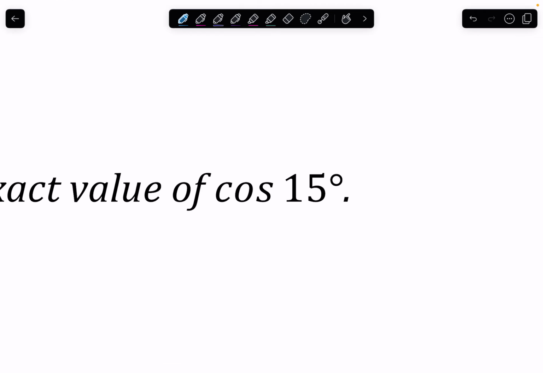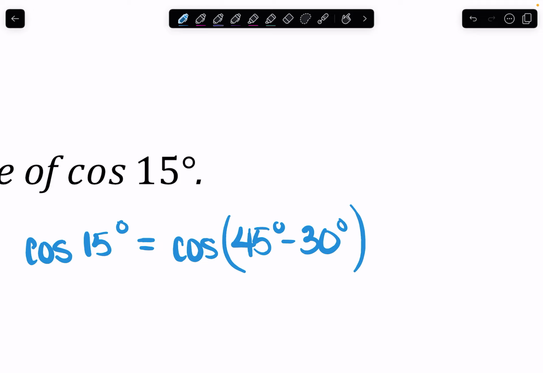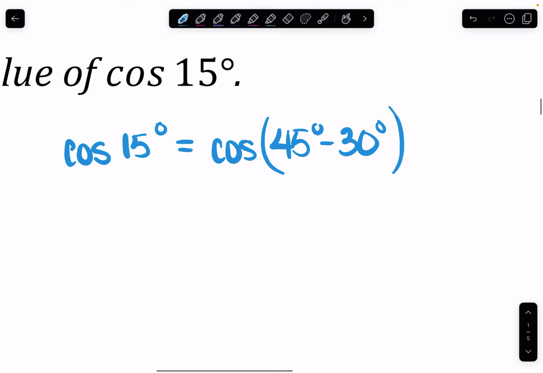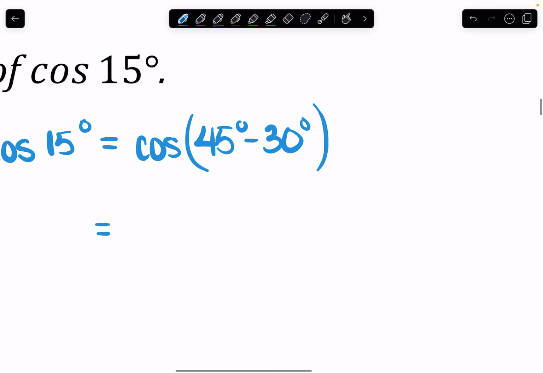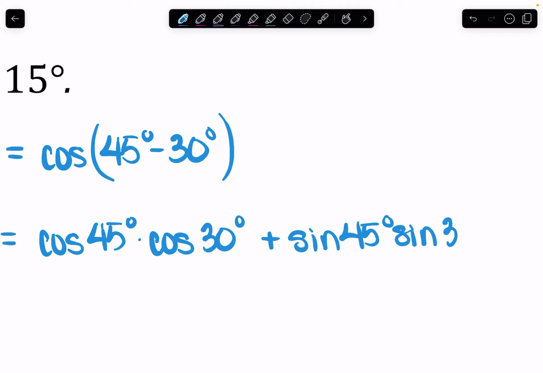So those angles, keep it simple. I'm going to go with 45 and 30. So cosine of 15 degrees is equivalent to cosine of 45 degrees minus 30 degrees. That's still 15, but I'm going to do it so I can use that composite for cosine. So this is your difference. So cosine pairs with itself, so it's going to be cosine 45 times cosine 30. Opposite operation, so since we subtracted, we're going to add, and then sine 45 sine 30.